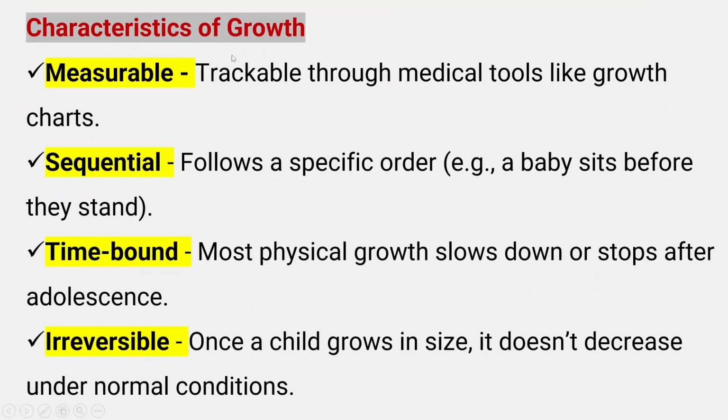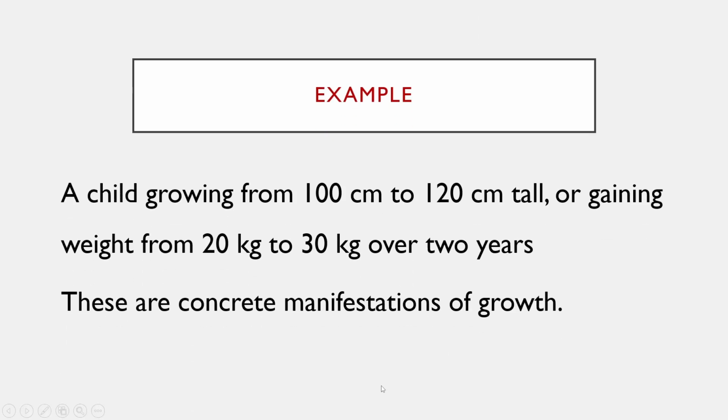Now, some characteristics of growth. First, it is measurable. We can track it through medical tools like growth charts. Sequential, it follows a specific order, जैसे कि a baby sits before they stand, a baby crawls before he walks. Time bound, most physical growth slows down or stops after adolescence, and it is irreversible. Once a child grows in size, it does not decrease under normal conditions. For example, a child growing from 100 centimeter to 120 centimeter tall or gaining weight from 20 kg to 30 kg over 2 years. These are concrete manifestations of growth.